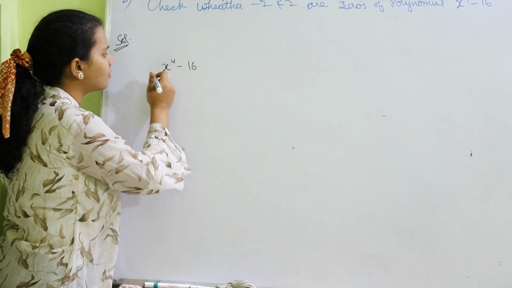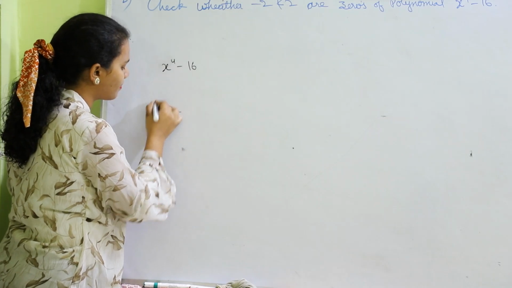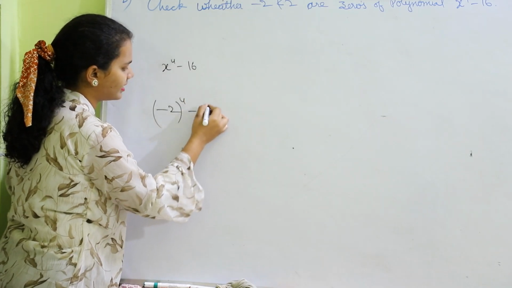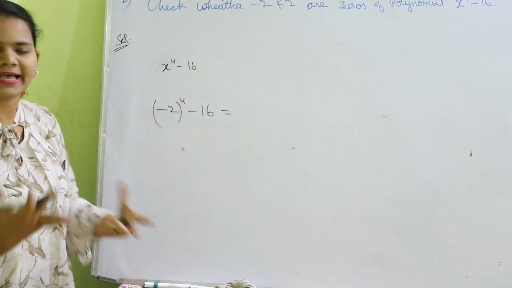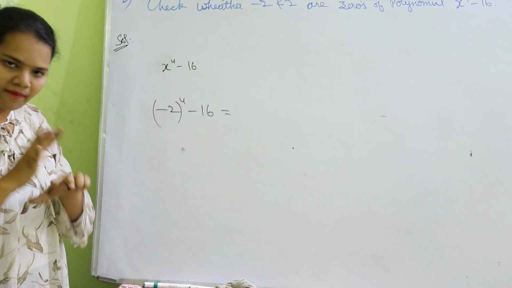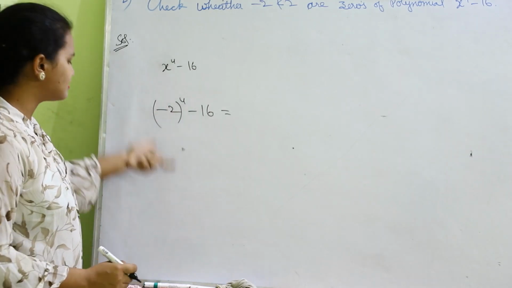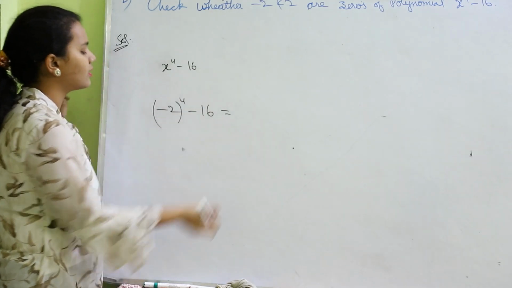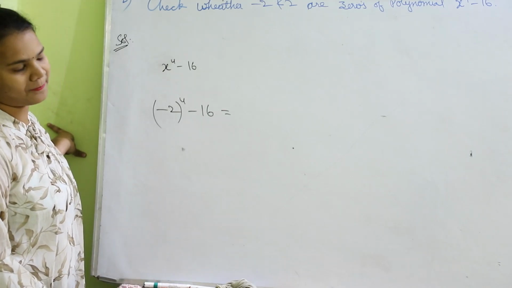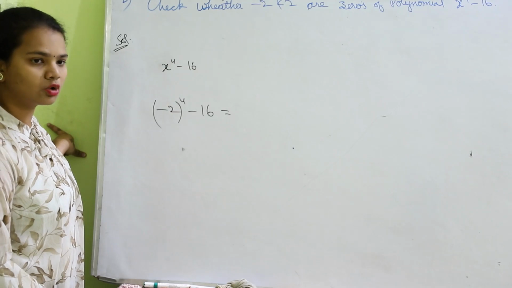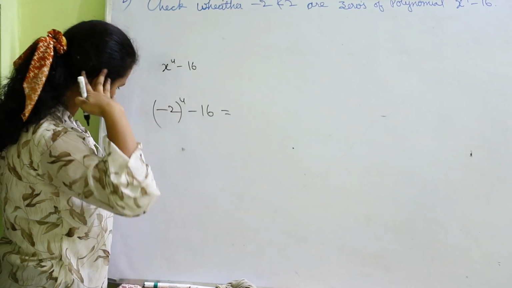So this becomes what? X power 4 means minus 2 power 4 minus 16. Clear? Hope you understand. Means instead of x, I just placed the minus 2. That's all. Okay, I haven't done any changes over here. Instead of x, place minus 2. So this becomes what? Minus 2 into minus 2, minus 2 into minus 2 plus 4 into minus 2. Minus 8. Minus 8 into minus 2 minus 16. Right?